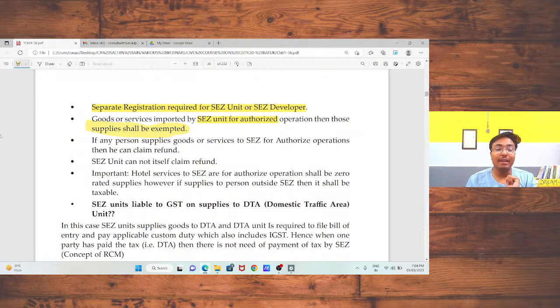If any person supplies goods or services to an SEZ for authorized operation, then he can claim the refund. We had already discussed that point: as a registered person, if I supply any goods or services, I am eligible to take the refund of my accumulated balance of input tax credit. An SEZ unit cannot itself claim the refund. That means an SEZ unit is not eligible to claim the refund.